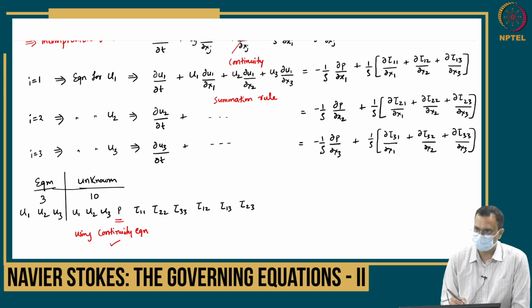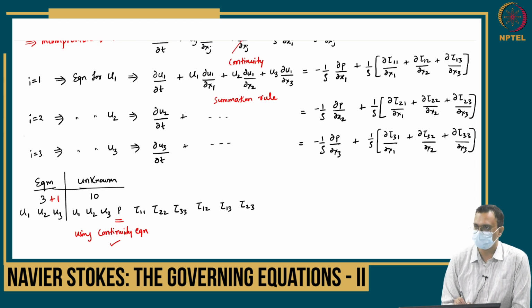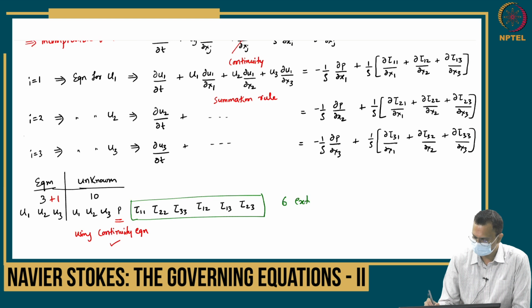So in any case, we have 4 equations in total, right? You can say 3 plus 1, the other one is this continuity. So 4 equations are there, 4 unknowns are taken care of, but the additional unknowns are this part. This is the extra unknowns that is causing the problem. 6 extra unknowns.